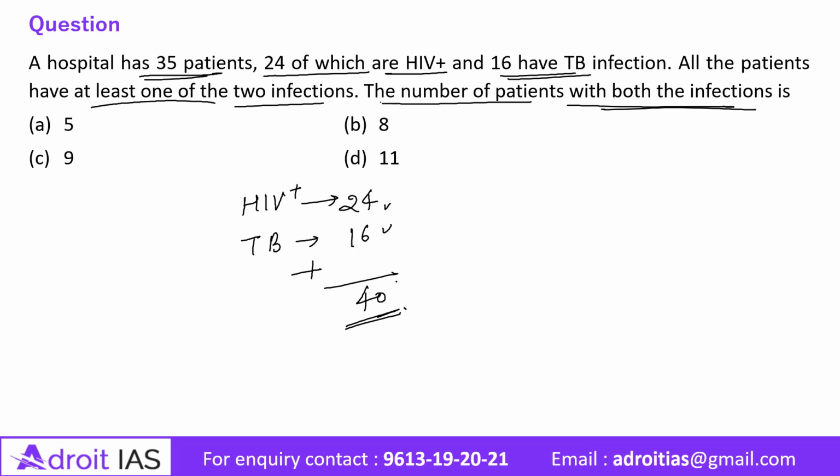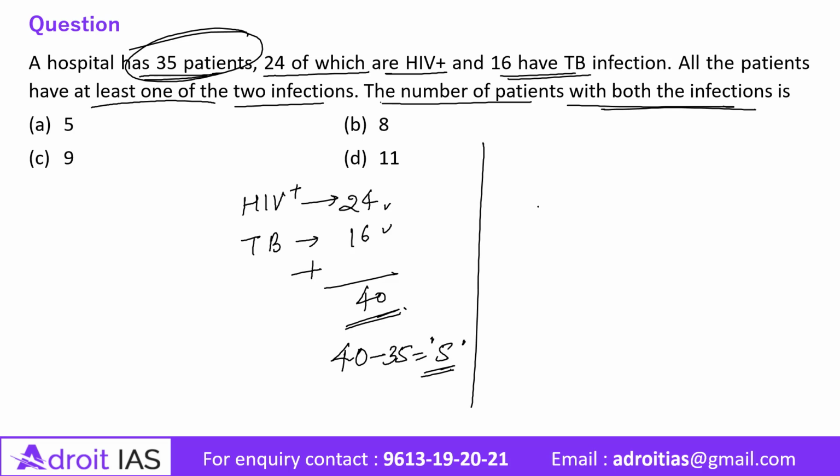But how many patients are there in the hospital? There are 35 patients in the hospital. So just take the difference, 40 minus 35. The difference is 5, so this 5 is being counted twice. And how this is happening, let me show you through the Venn diagram.